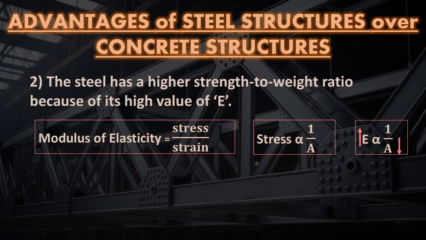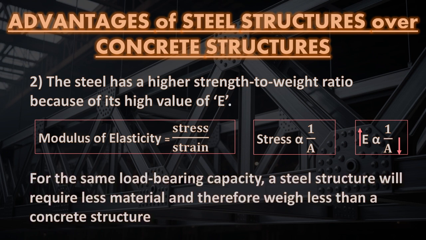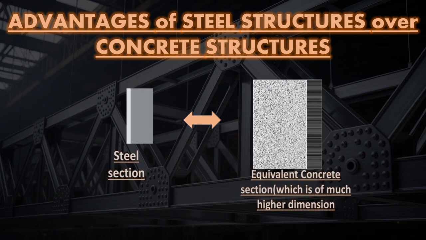2. The steel has a higher strength-to-weight ratio because of its high value of E. Modulus of elasticity equals stress by strain. Stress is inversely proportional to area. As E increases, area decreases. For the same load-bearing capacity, a steel structure will require less material and therefore weigh less than a concrete structure. This is the comparison of steel structure with equivalent concrete section. You can see clearly steel has less dimension compared to concrete.